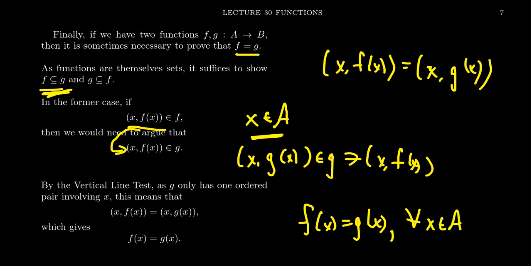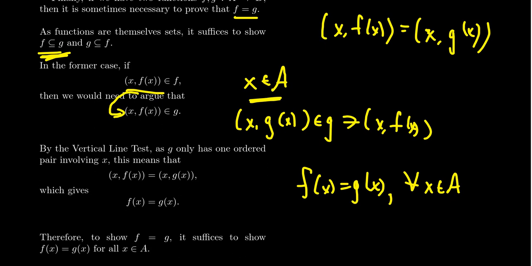So in summary, if you want to show that two sets or two functions are equal to each other, what you actually argue is that the images f of x equals g of x for every x inside of the domain. So if the images of two functions are always the same as you allow the elements of the domain to vary, that actually implies that the two functions are equal to each other. And that's the proof template you would use in that setting.